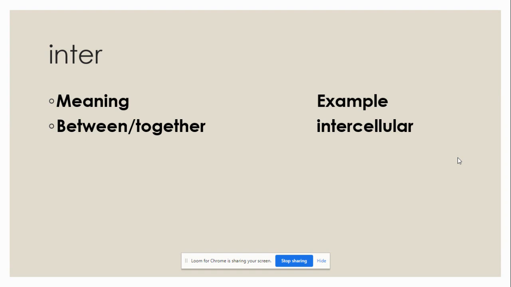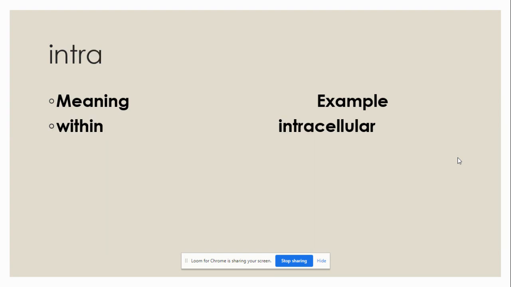Inter means between or together. And you'll notice that some of these prefixes do have meanings that are very similar to other prefixes that we went over. For example, the prefix co that we talked about in week 2 also meant together. So inter means between or together. Intercellular means that it is between cells. So cells can have conversations, meaning that they talk between one another. Intracellular, so our prefix intra means within. That is happening within the cell itself.